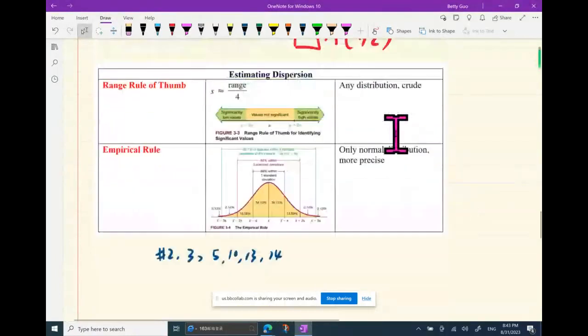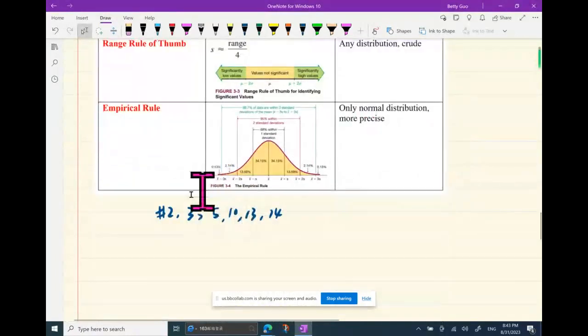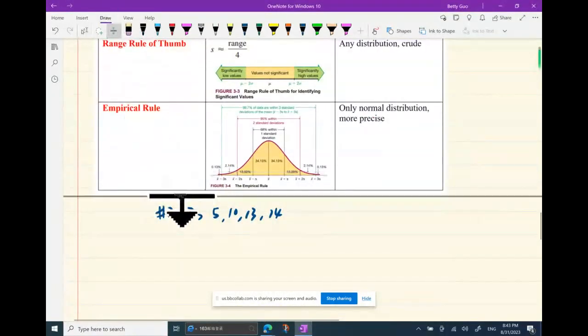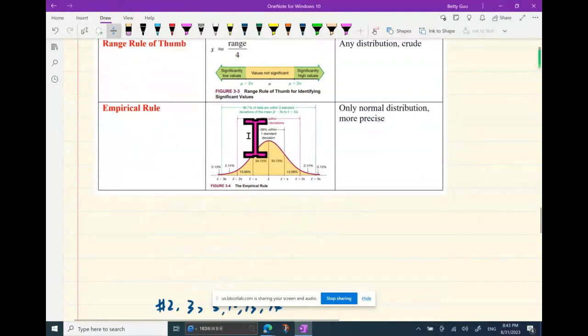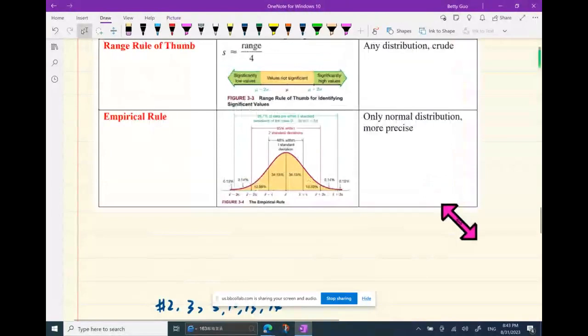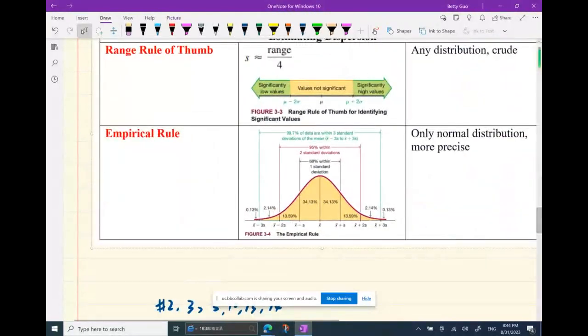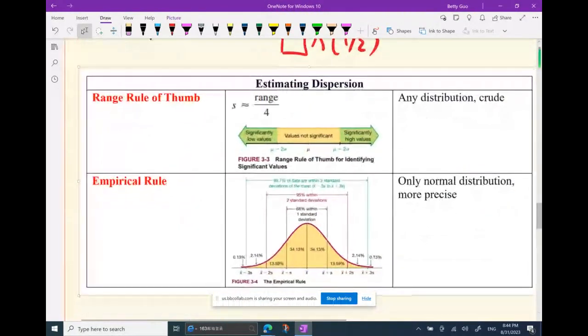The next thing is two theorems about variation, about how we estimate variation. We need to know the two theorems. The first theorem is called the range rule of thumb. When you work on your homework, you'll see that a lot. Range rule of thumb. Okay? When do we use the range rule of thumb? We can use it for three different things.